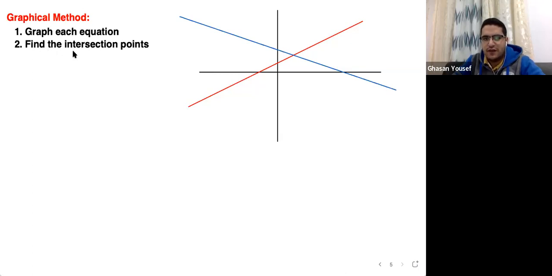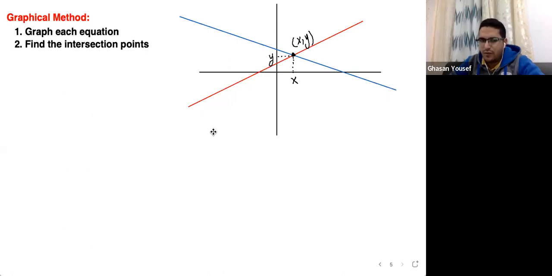Second step, we have to find the intersection point. The intersection point from the graph, from both lines, looks like here. So this is the value of x, and this is the value of y. So this point (x, y) is the solution of the system. Okay, so again, for this method, we're not going to use a lot of examples, but we should know what a graphical method means.